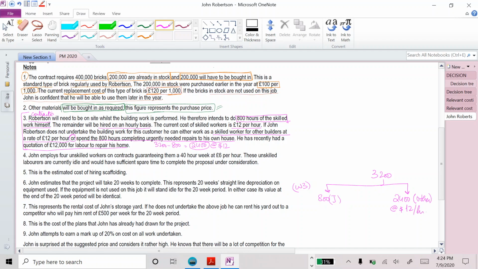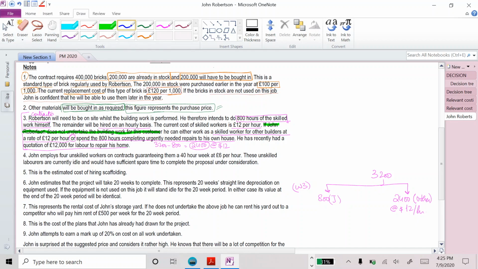Now the question is, do we need to include any cost for these 800 hours which John will work? See, what is the situation? John will work for 800 hours for this project, right? The question is saying that if John Robertson does not undertake the building work for this customer, that means if he does not work for this customer, then what will happen?